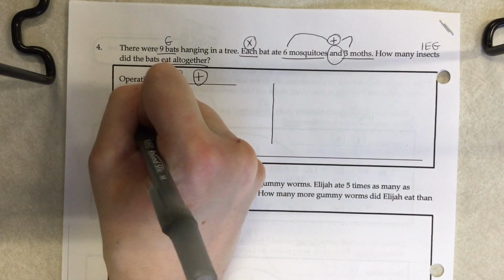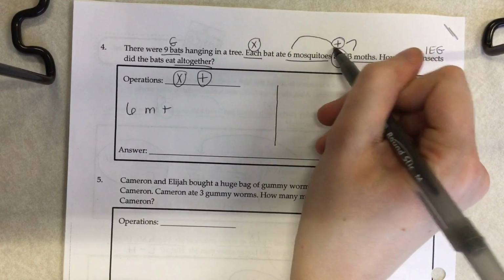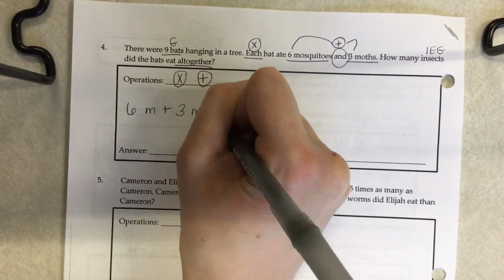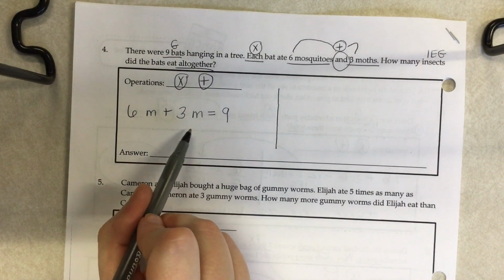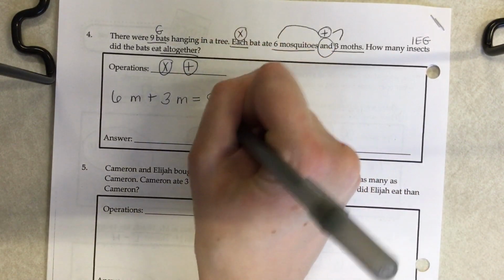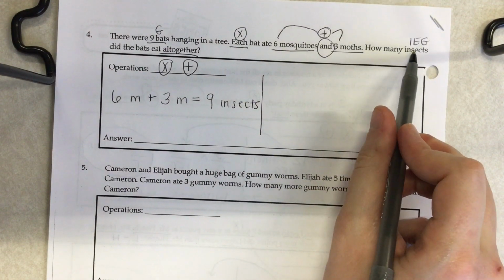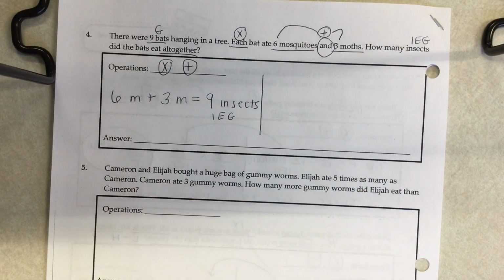I have 6M for mosquitoes. If I check my leash, 1 is 6. Check the other side of my leash, 3 moths. So plus 3M for moths equals 9. That's 9 mosquitoes and moths, but we're calling it insects in the problem. So I'm going to write 9 insects. I know I labeled my insects as how many is in each group. So I'm going to label that IEG.